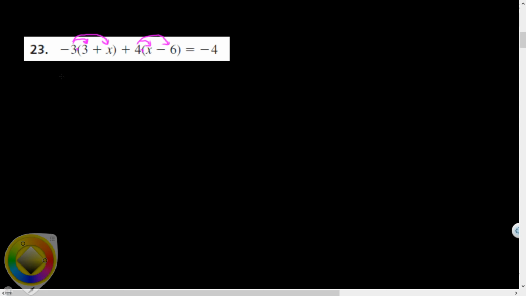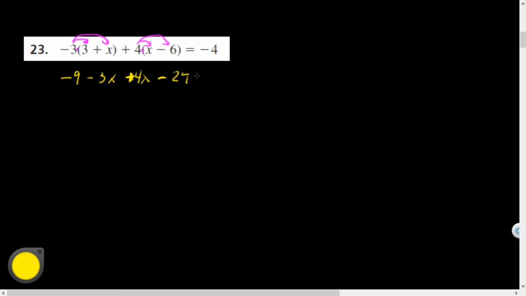So negative 3 times 3 is negative 9. Negative 3 times a positive x would be negative 3x. Let's see, plus 4 times x is positive 4x. Right. And 4 times negative 6 is negative 24. Equal sign. Oh, my equal signs didn't line up. So sad. Equals negative 4. All right, so that might have been a tough thing. We didn't get to do too much distribution yesterday, but that's what we would first do. And now that I've distributed, I have more simplifying to do.